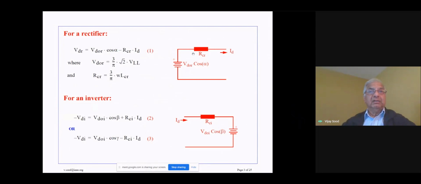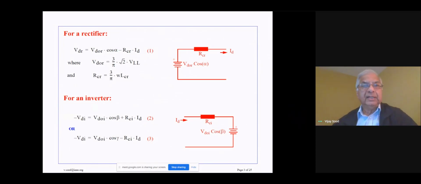Then the commutation voltage drop that takes place is indicated by RCR times ID. RCR is defined as 3 over pi omega LCR. And the open circuit voltage VDOR is described by this equation over here, 3 over pi root 2 times V line to line, which is the line to line AC voltage.